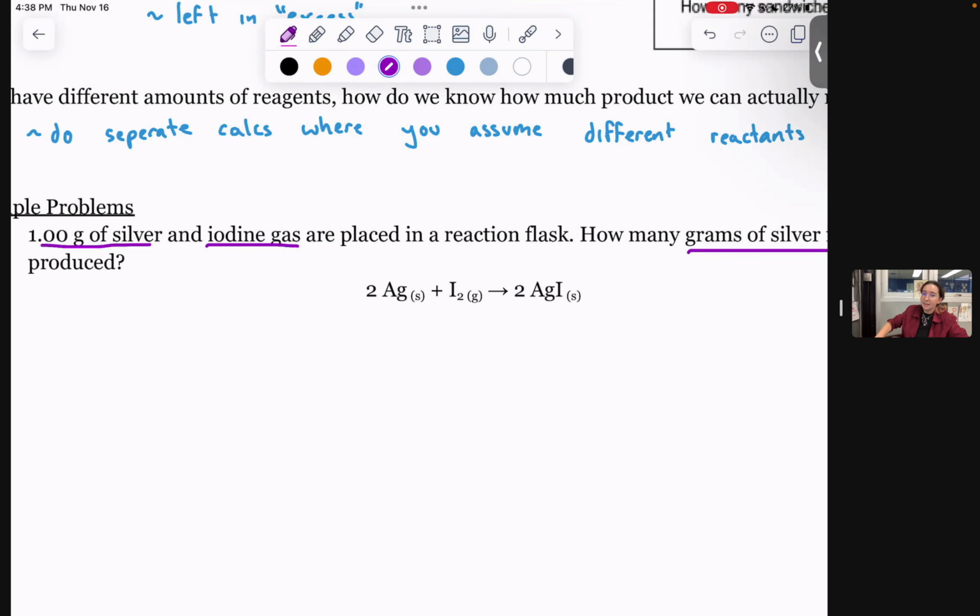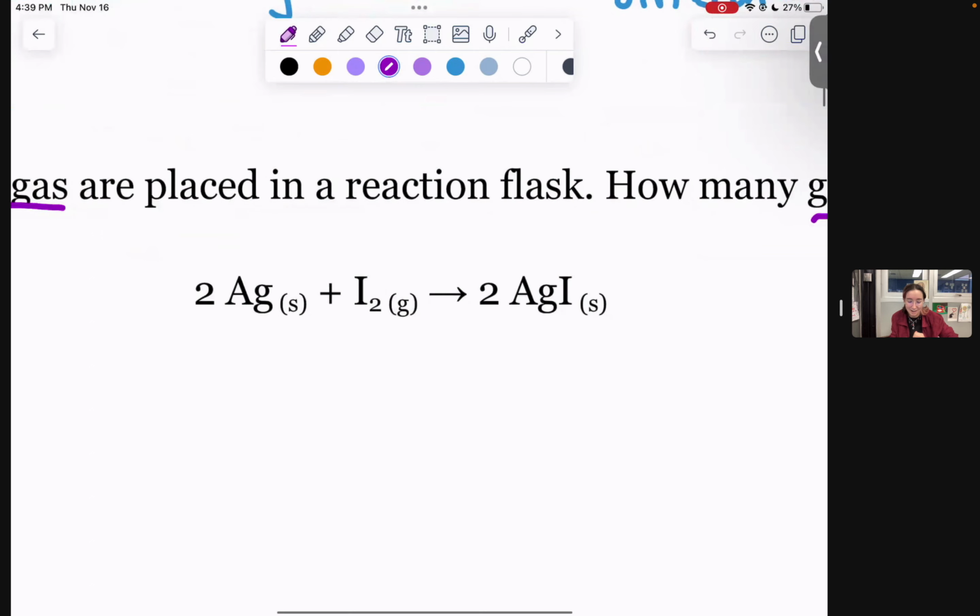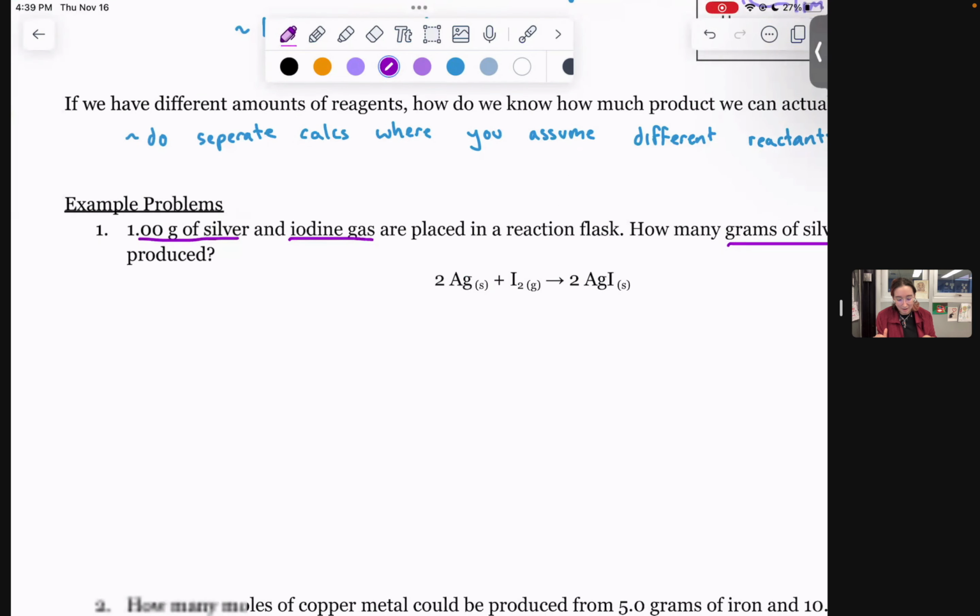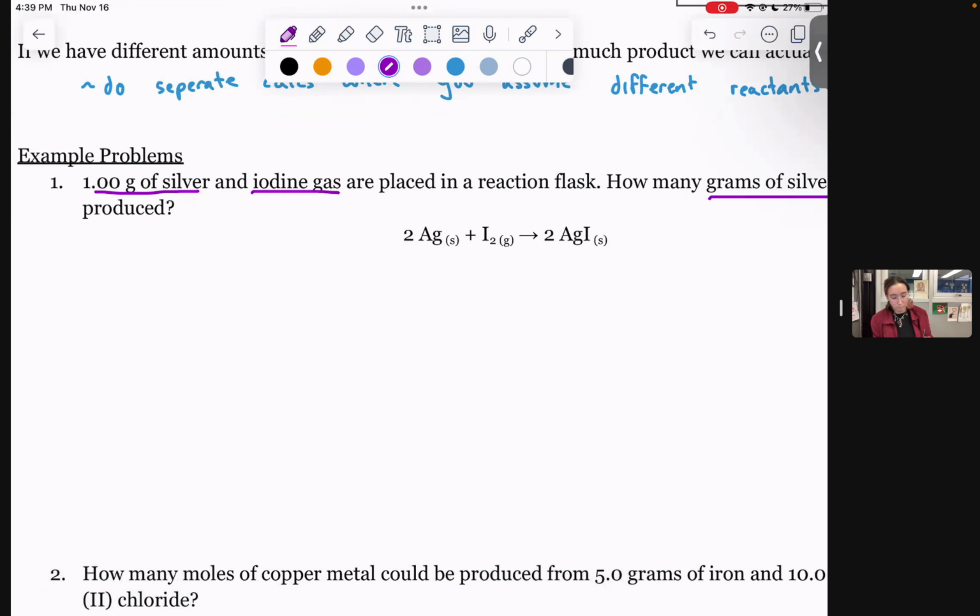Some people do different things, but in my brain, there's really not much of a shortcut for this. It looks like we have 1 gram of each, so we should use up the same amount at the same time. But because we have mole ratios, because in this reaction we're using up 2 silvers and 1 iodine, we're not actually going to be using them at the same rate. They're going to run out at different times. So the way that I like to do the math is just to assume each is limiting.